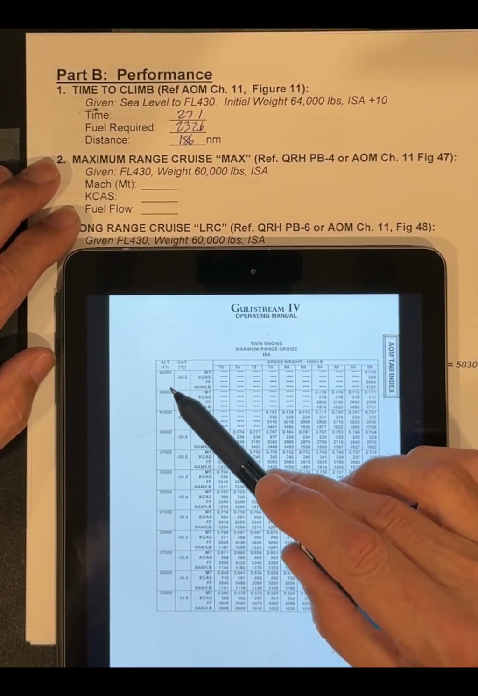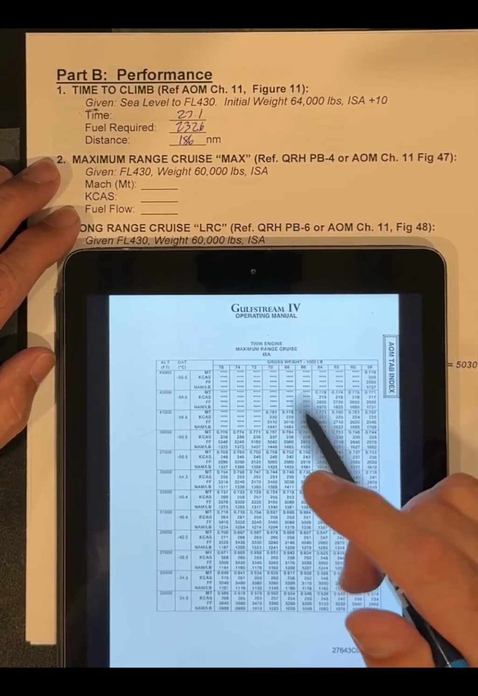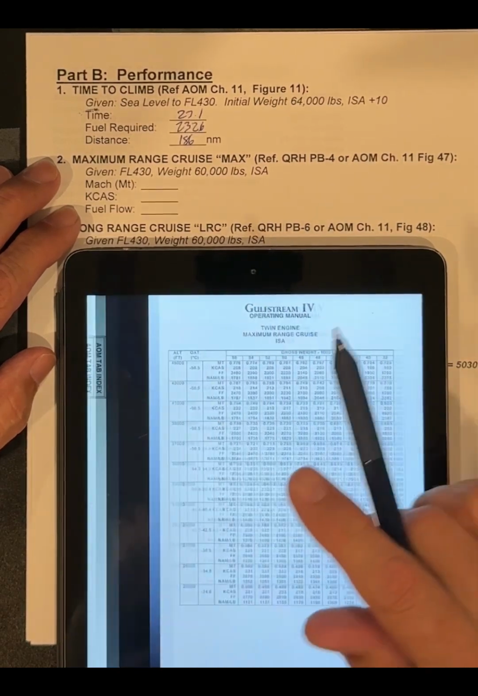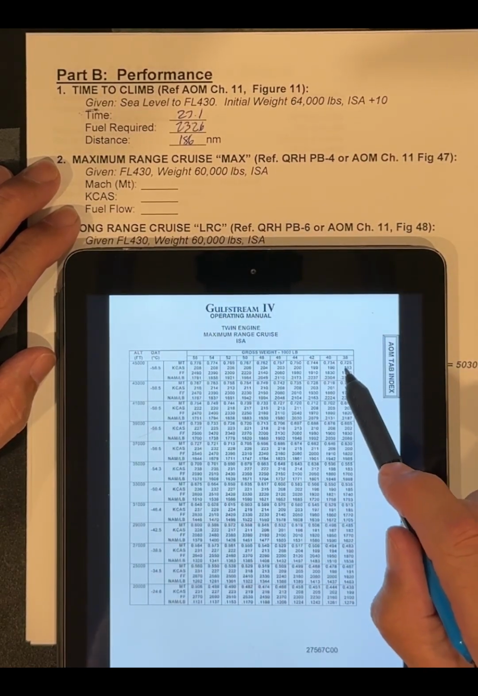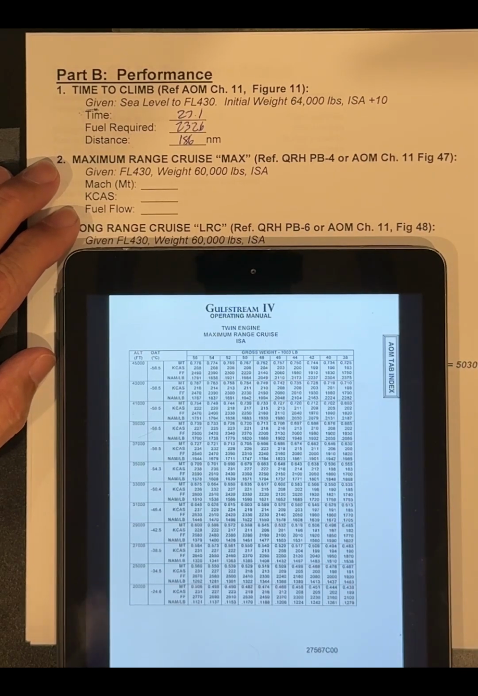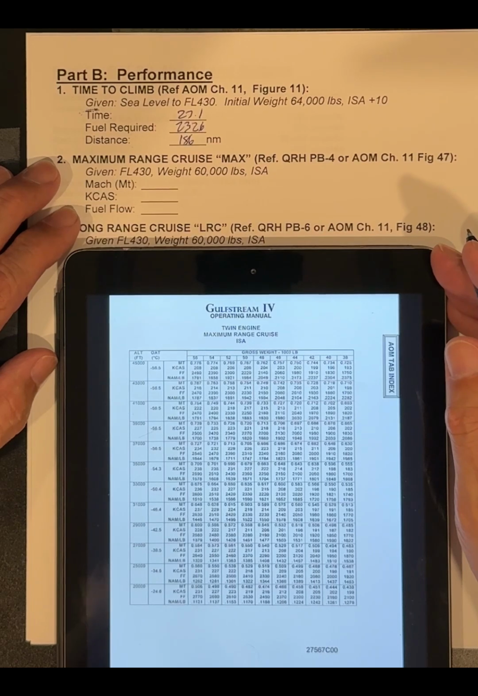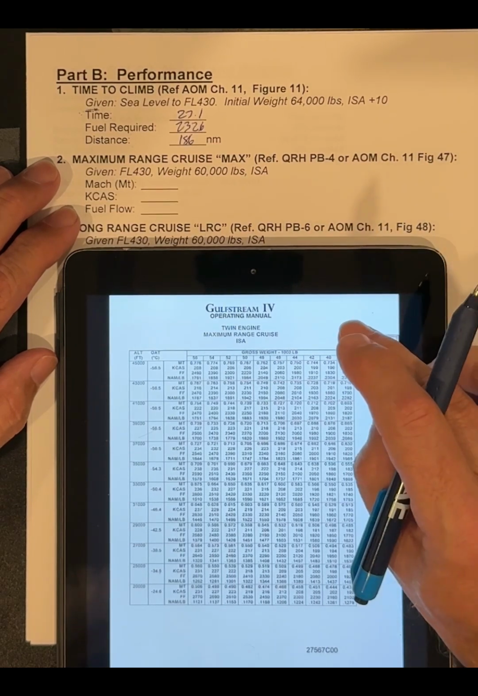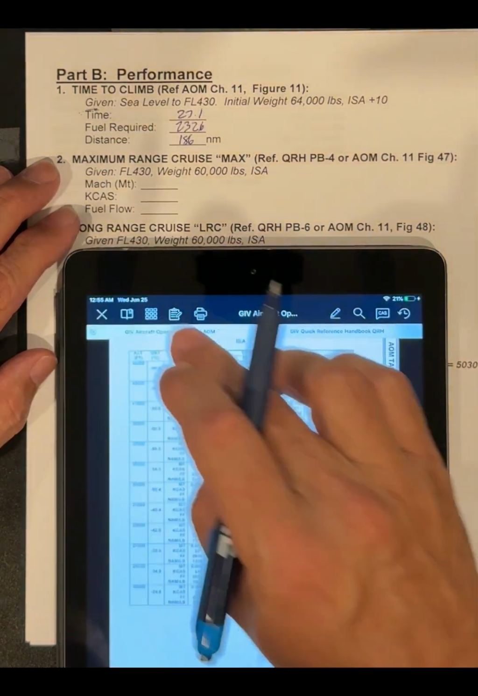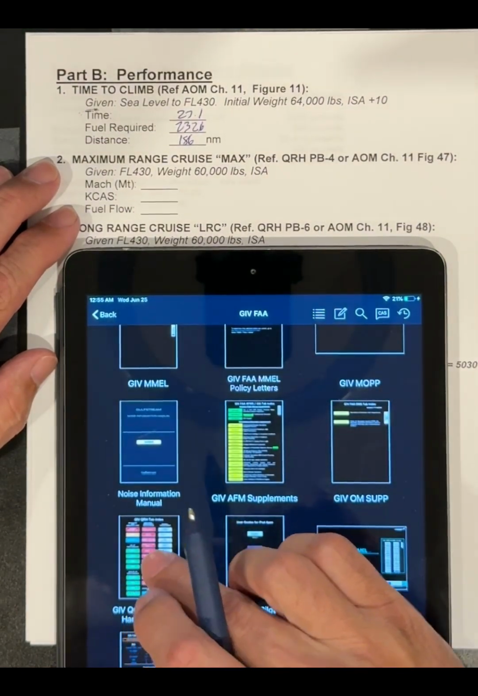We've got different weights. We've got altitudes, 45,000. This is at 76,000 in weights. This is 56,000 all the way to 38,000 in weights. And there's ISA. So you have that with the airplane operating manual. You can also go to the QRH. So let's go to the QRH. There's our QRH.